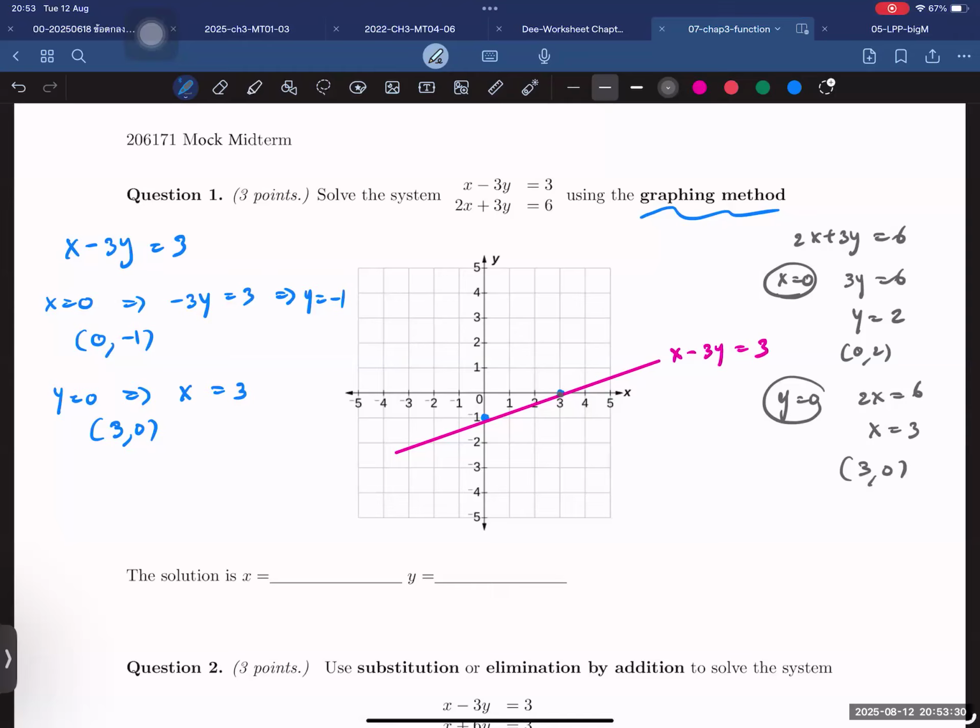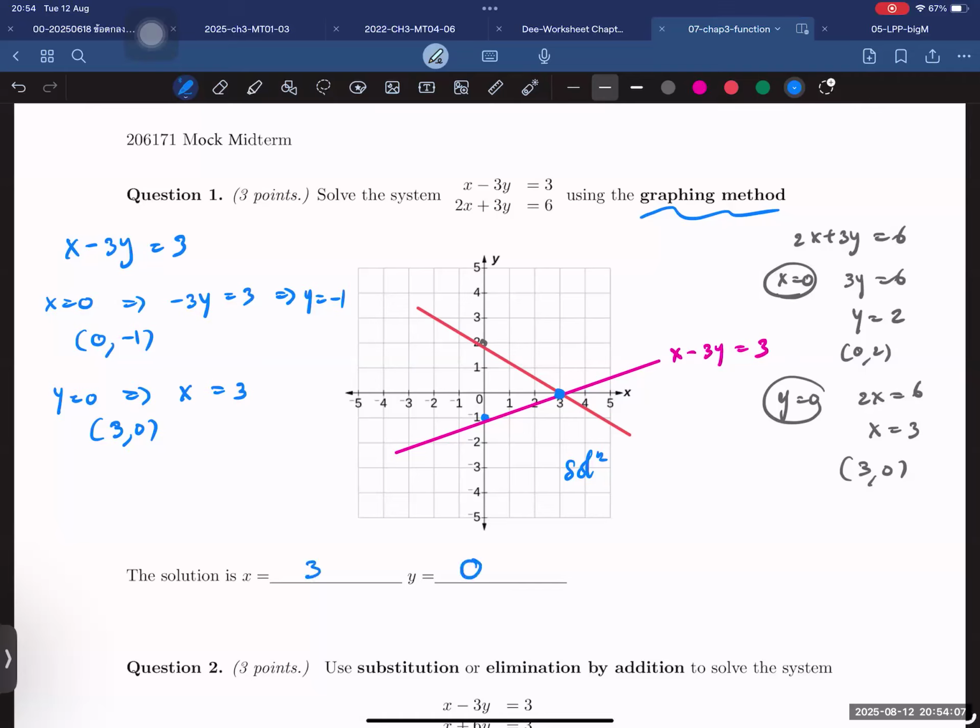So it means we got 3 and 0, and we got 0 and 2. So let's draw that. We got something like this. Okay, you can easily see the intersection here. So we have one solution. We have only one unique solution. So the solution is x is 3, y is 0, right?